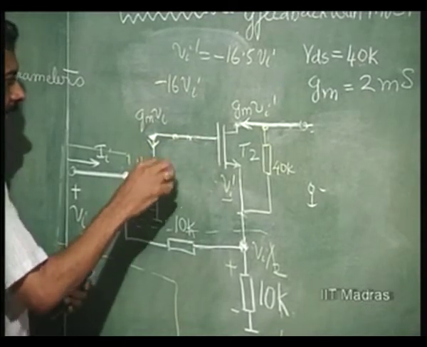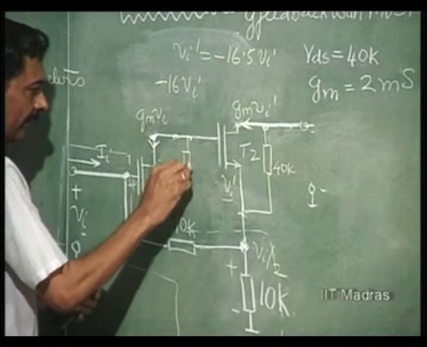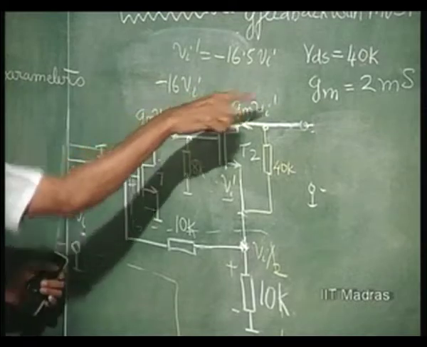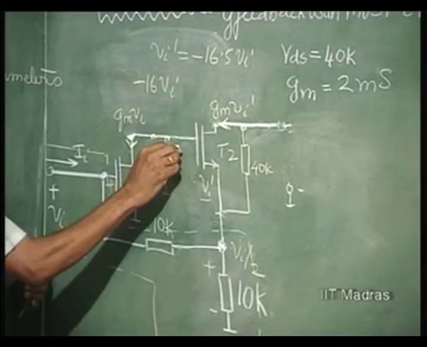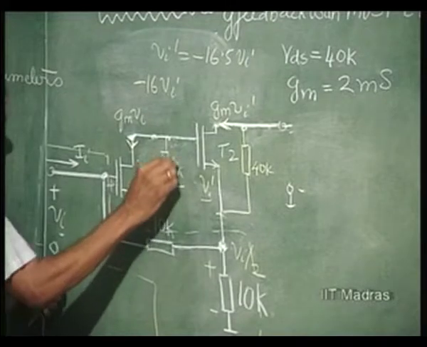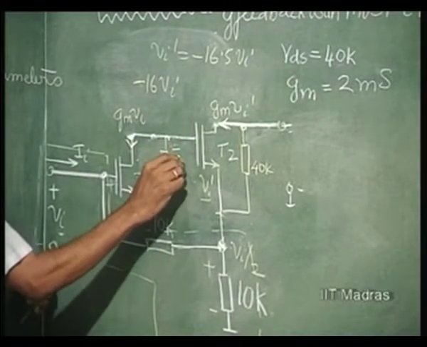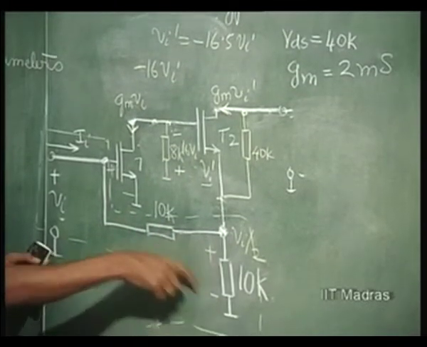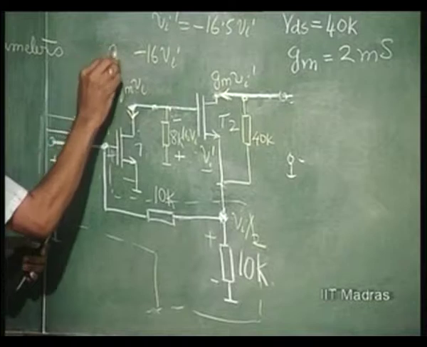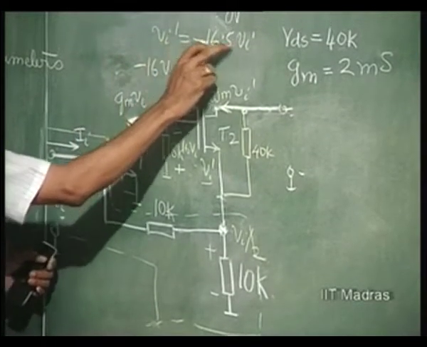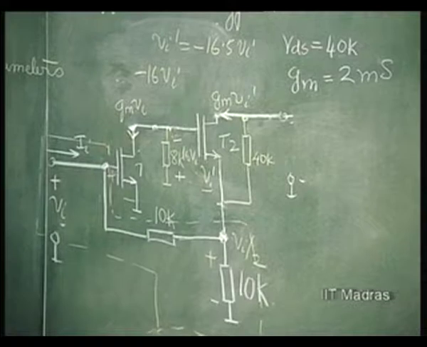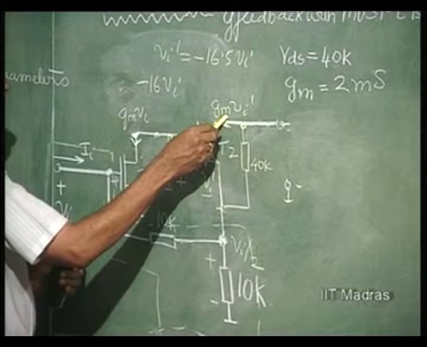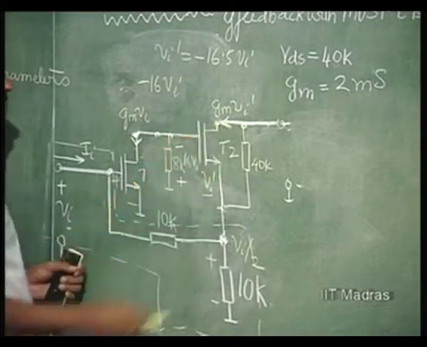Once again, let us see. This 10K parallel 40K is 8K, and 8 into 2 millisiemens is 16. So this is giving you minus plus minus 16 Vi this side. You have plus minus Vi by 2. So this will add on to this, and Vi dash is going to be minus 16.5 Vi. Now, that into Gm is the current in this direction.